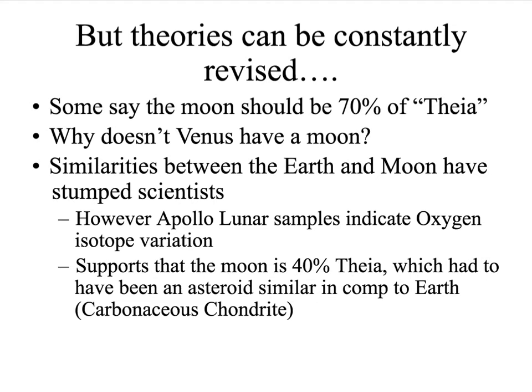It was hit hard enough to actually rotate backwards. We see Mercury had its crust and its mantle completely blown away. So we see all of these signatures in the inner solar system, and Venus is the only other body besides Mercury that doesn't have a moon at all, and it should.